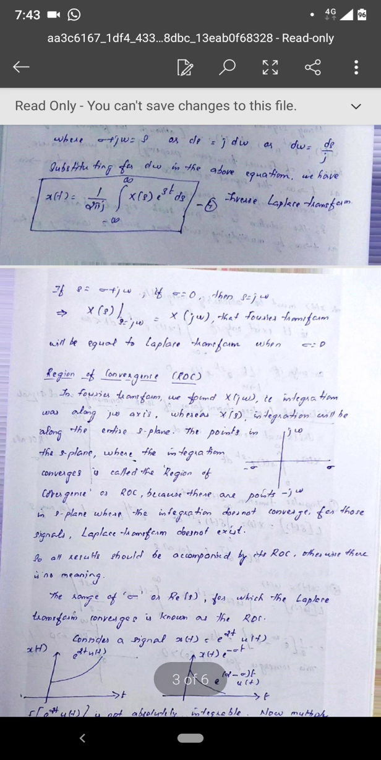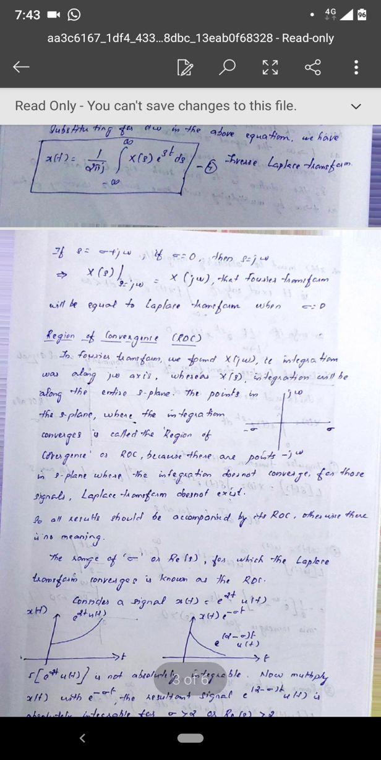And that is coined with a name called region of convergence. So what is region of convergence? As I told you, it all depends on the sigma value or the real part of s. In the Fourier transform, that is X of j omega, the integration was only along the j omega axis. Now we have added sigma also, which has its bounds towards the positive direction and also towards the negative direction. So we have an entire s plane. What you see on the right hand side is nothing but the s plane.